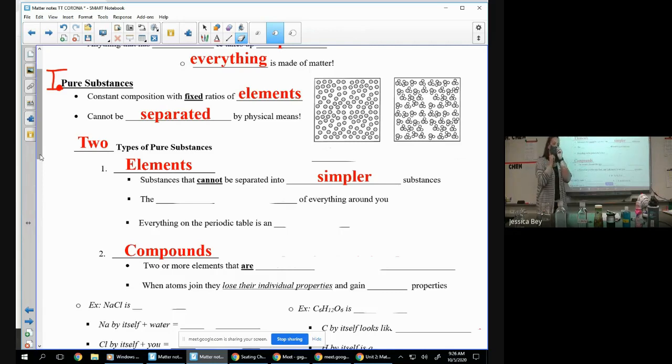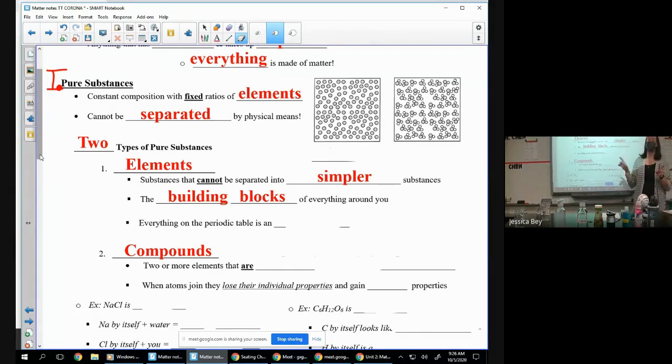Now we will learn later that you can have protons and neutrons, those make up elements, but once you pull an element apart, it is no longer matter. Okay, they are the building blocks of everything around you. The trees, the air, the birds, you, the table, everything is made of some combination of the same 40 elements. And everything on the periodic table is an element. It's called the periodic table of elements.